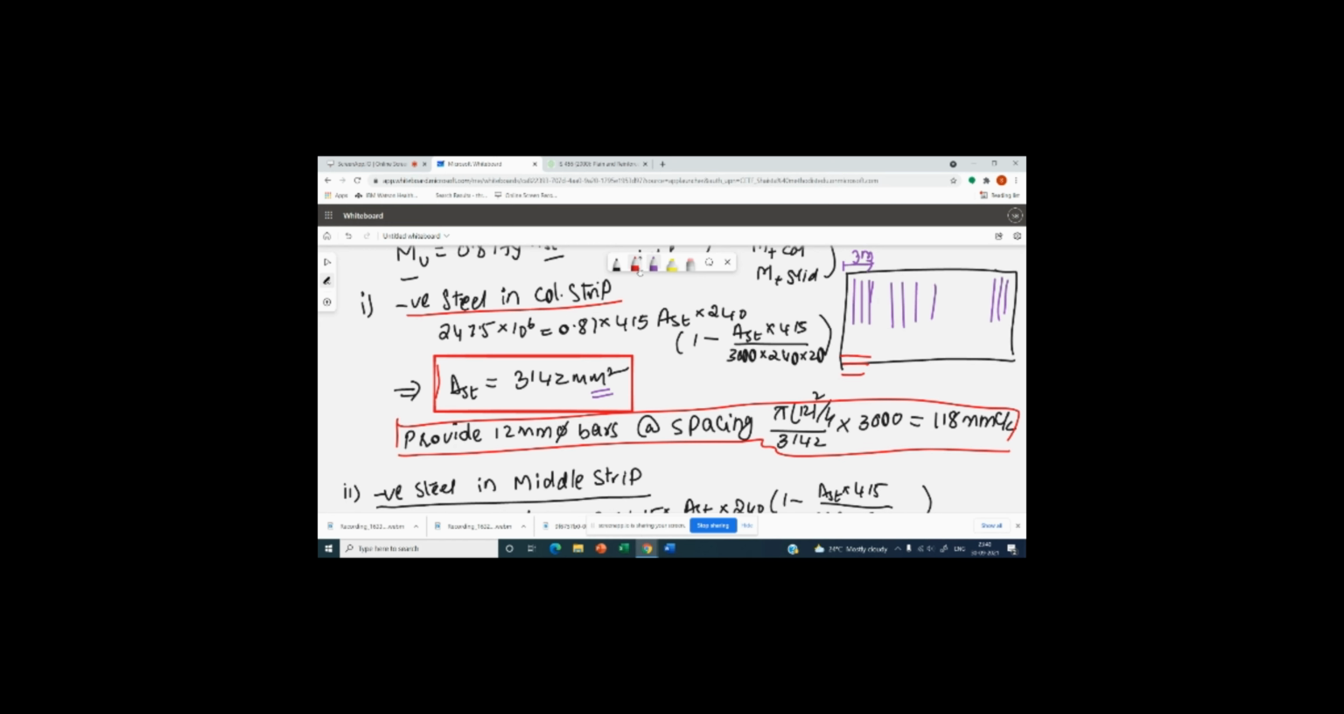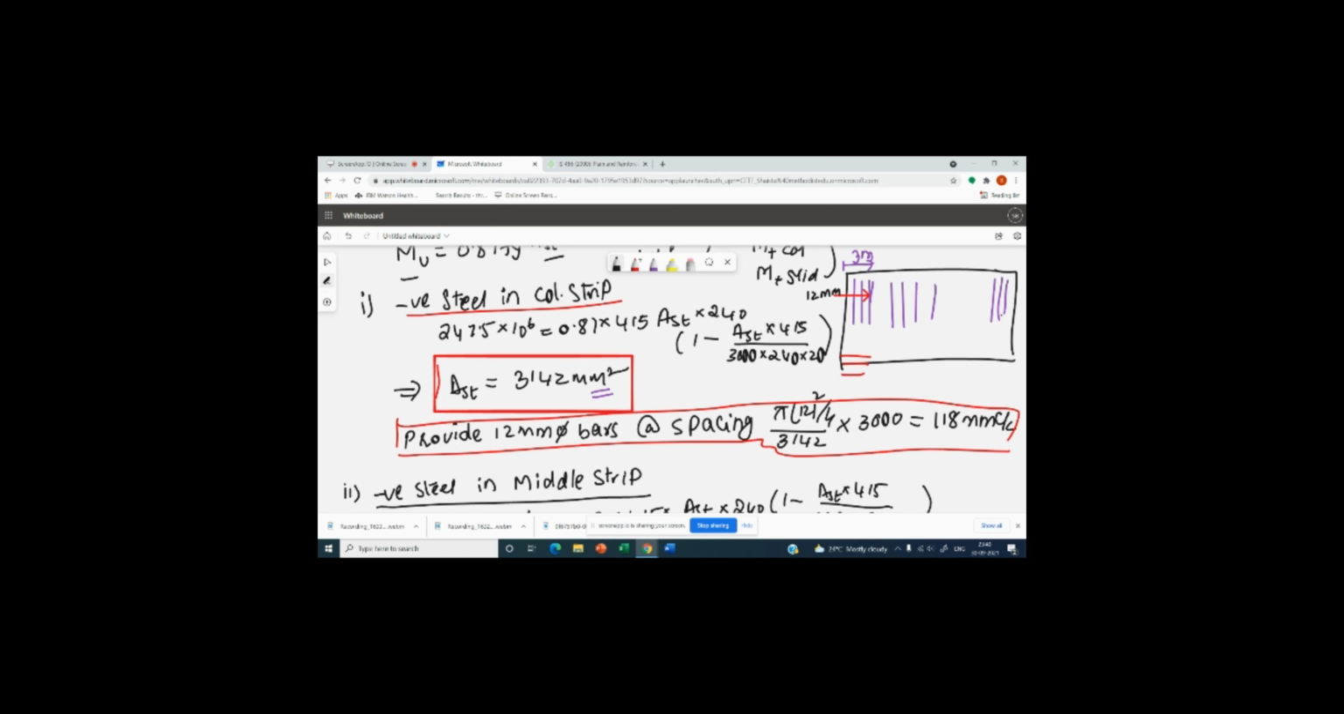So this is what I was saying. This is the column strip steel to resist negative bending moment, that is 12 mm at 118 mm center to center.